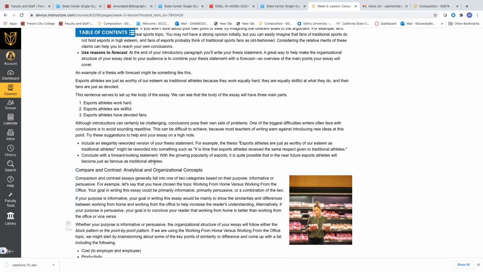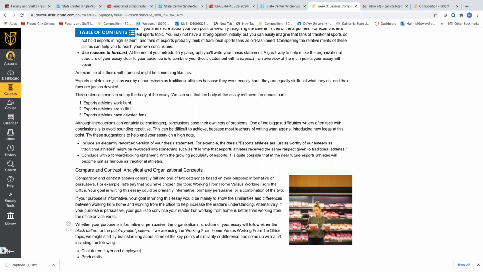So this can be difficult to achieve because most teachers of writing warn against introducing new ideas at the same time. So just try some of these things. Include an elegant reworded version of your thesis statement. For example, esports athletes are just as worthy of our esteem as traditional athletes.